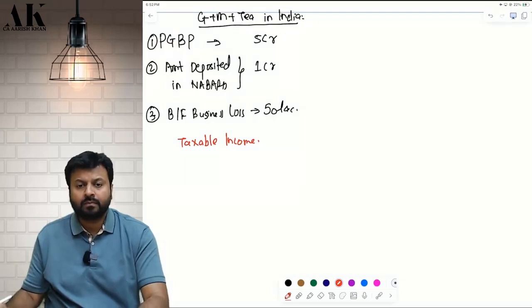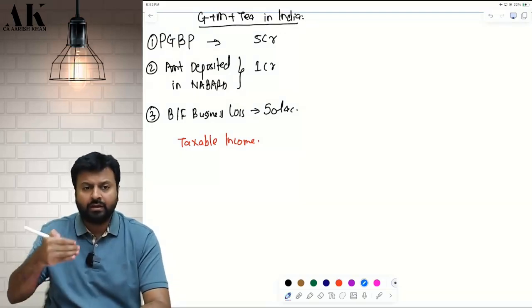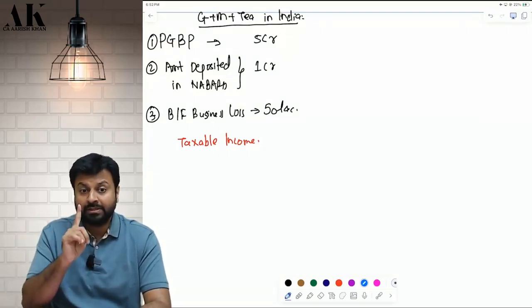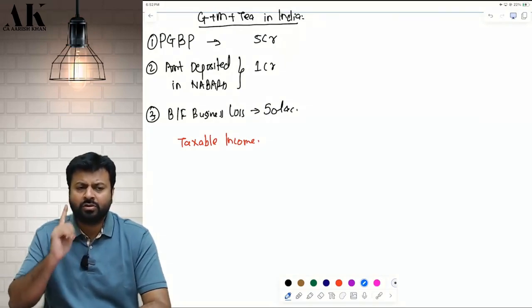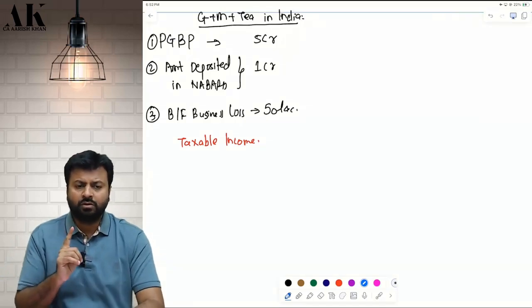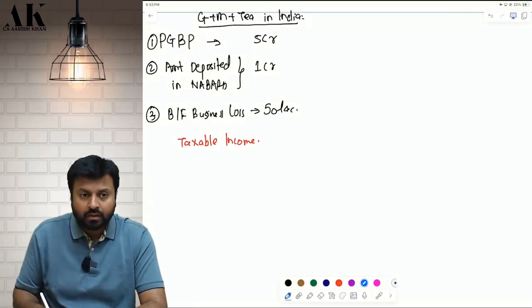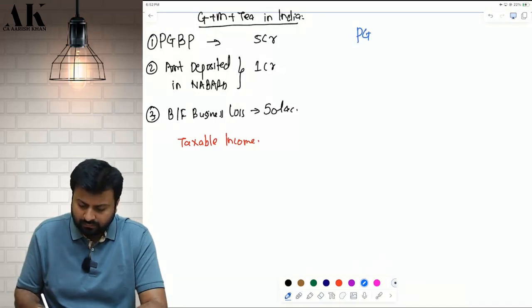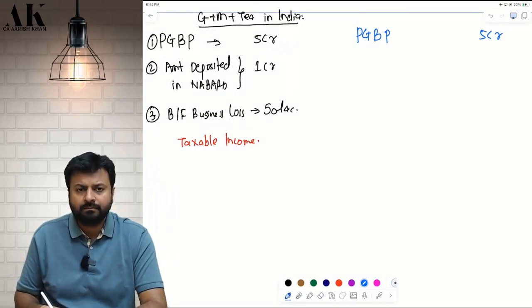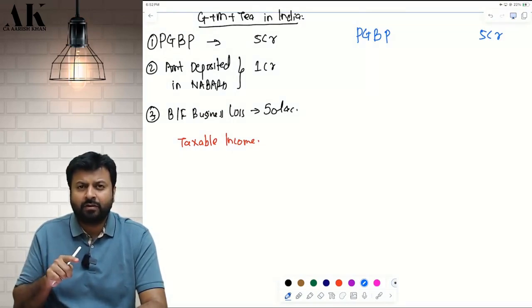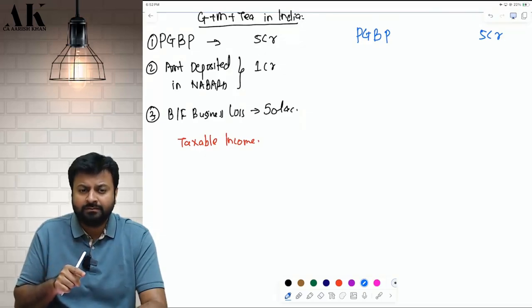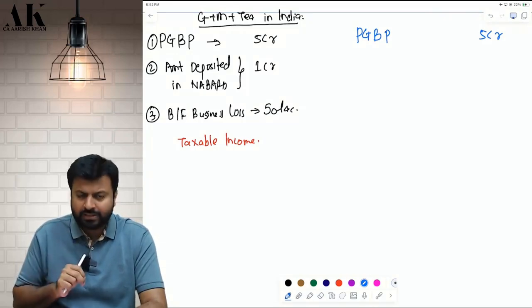Now, how will we compute the income of the assessee? Listen carefully. Don't make a mistake. This is the first place where the majority of the students make mistakes. You don't make it, please. Can you please help me? What is the first thing that I would write over here to compute my taxable income? First, I will write PGBP. How much is it? 5 crore. This PGBP has come from where? What is the activity that I am doing? Growing and manufacturing. Both I am doing. I am doing composite activity.